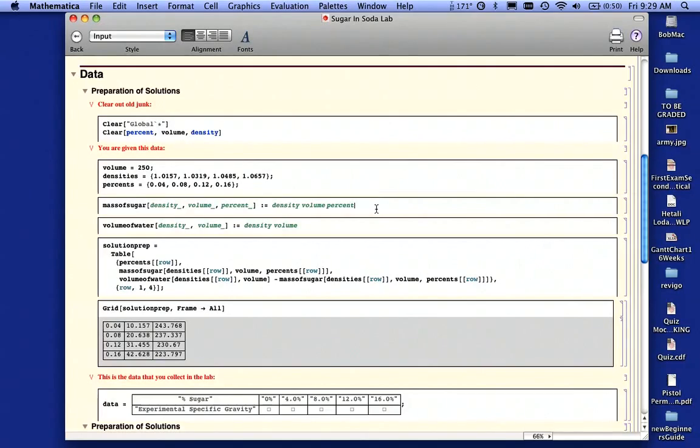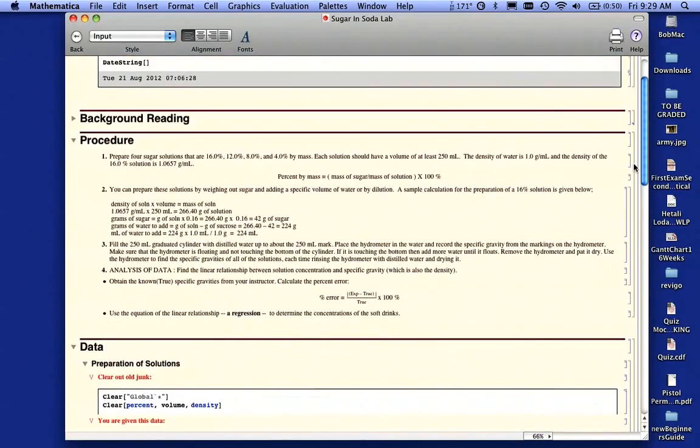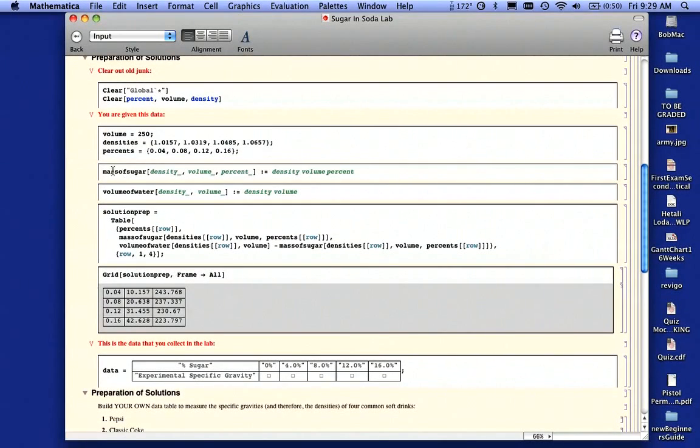What I'm doing here now, and I'm using the mathematics that we gave you up top here, is we're coming up with a mathematical equation. This is called a function that will allow me to calculate what the mass of the sugar is for each of the 4 or 5 solutions.